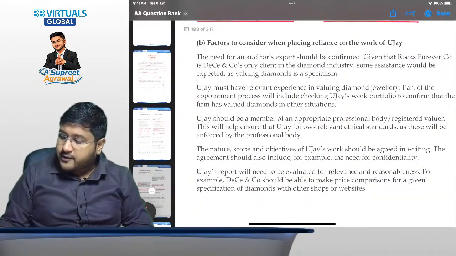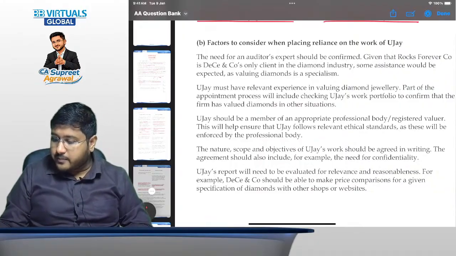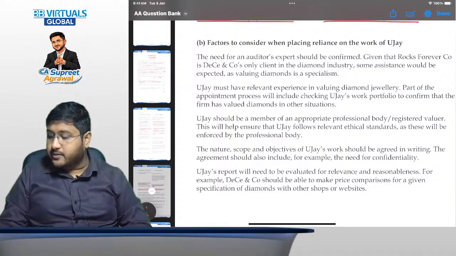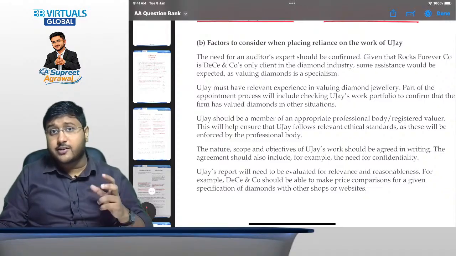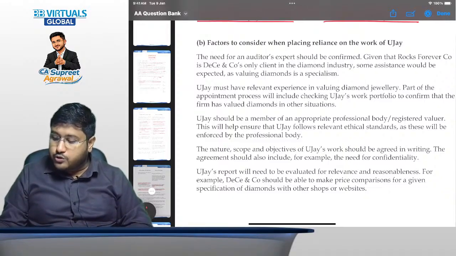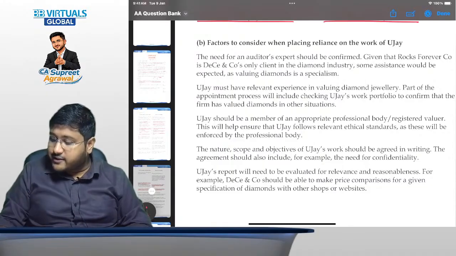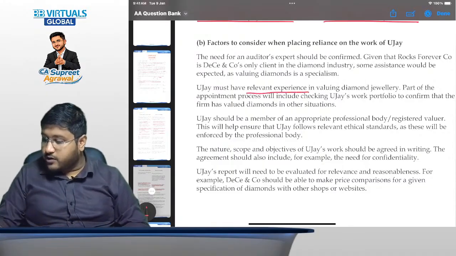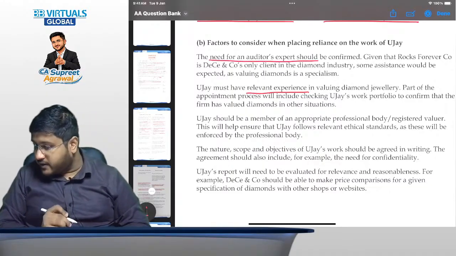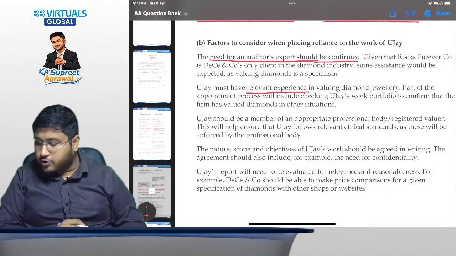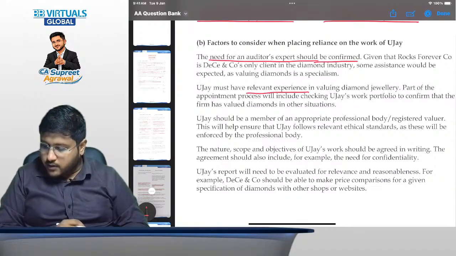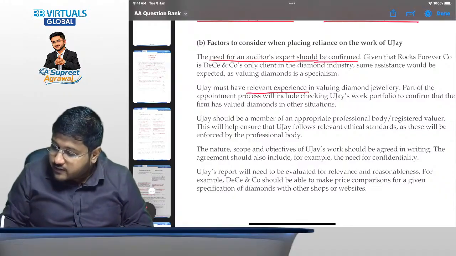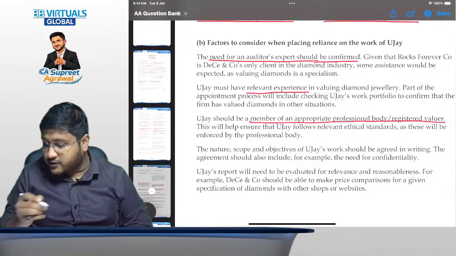So the need for an audit expert should be confirmed, given that Rocks Forever Company is the firm's only client in the diamond industry. Some assistance would be expected as valuing diamonds is a specialist activity. UJ must have relevant experience, whether they have the relevant experience or not. Need should be evaluated whether it is actually needed or not. Then UJ should be a member, whether they are a member of an appropriate professional body or a registered valuer or not.